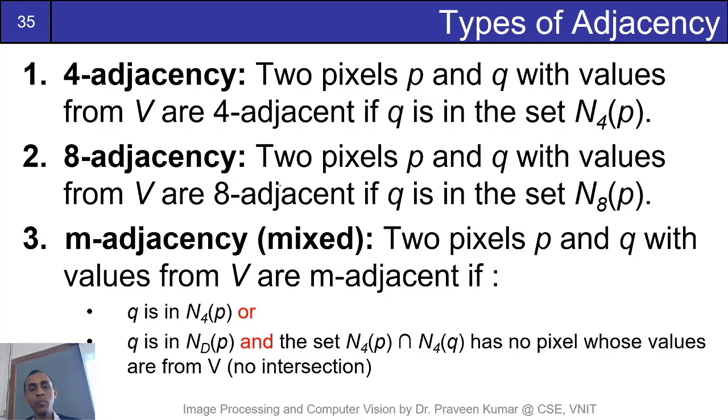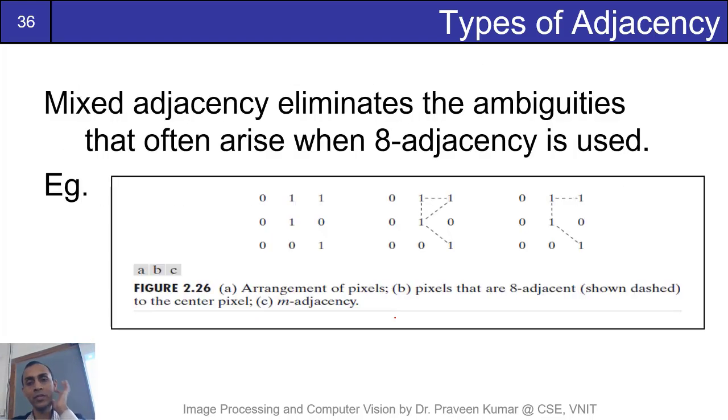So mixed adjacency is basically saying that either q is one of the four neighbors of p, or q is one of the diagonal neighbors of p, provided both p and q have no common four neighbors. I'm just going to give an example, it will become clearer. Mixed adjacency is useful because sometimes eight adjacency may cause ambiguity. So for example, here if you want to find a path between this pixel and this pixel.